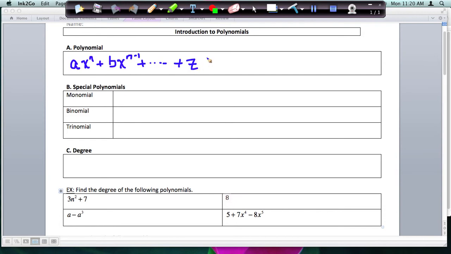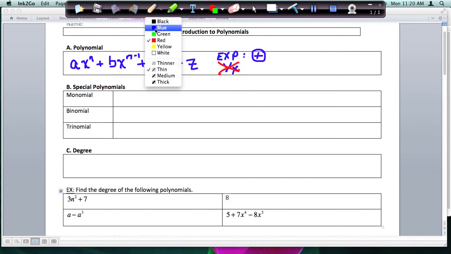Okay. And what makes it a polynomial is that your exponents need to be positive, so you can't have any negative exponents, and you can't have a variable in the denominator, so you can't have 1 over x. That is not a polynomial. Okay, so you can't have a variable in the denominator, you can't have a negative exponent.